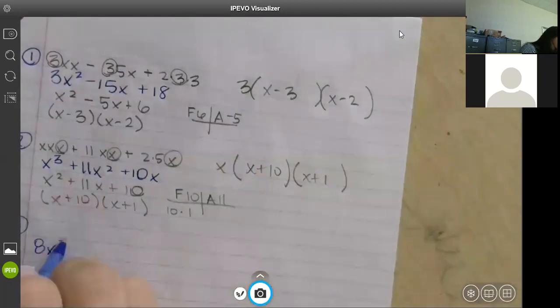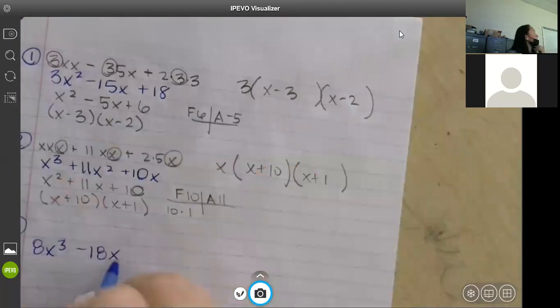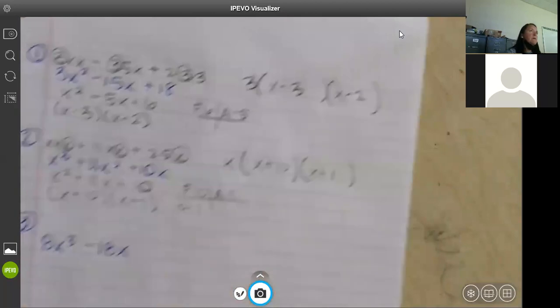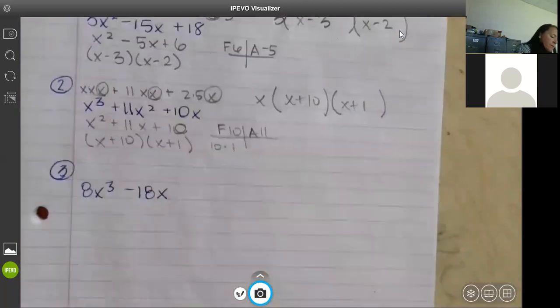How many terms does number 3 have? 2. So this one is either going to be just straight GCF or it's going to be GCF with pairs and share. Nope, we don't slide and divide unless it's 3 terms. All right, so here it is.